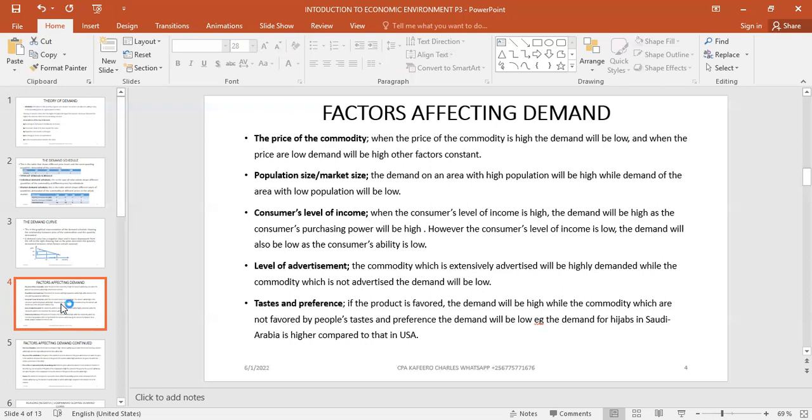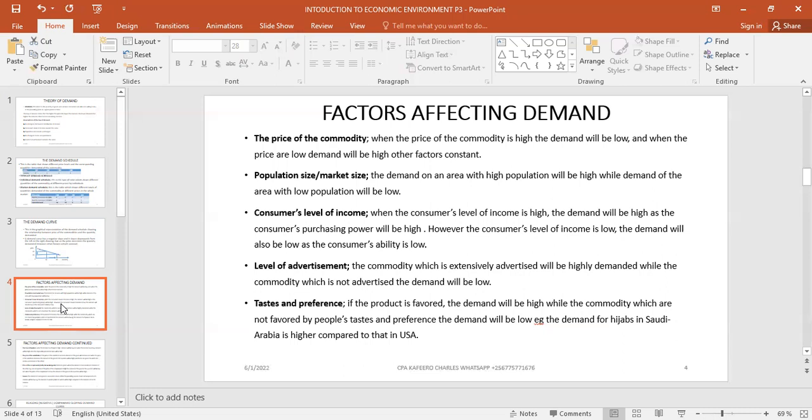So what we have here is that when the level of advertisement is high, we expect the demand to be also high as a result of continuous awareness of the products or the kind of products the company is dealing in. When the level of advertisement is low, then we expect the consumers not to be aware of the available products in the market, so the demand will also be low.